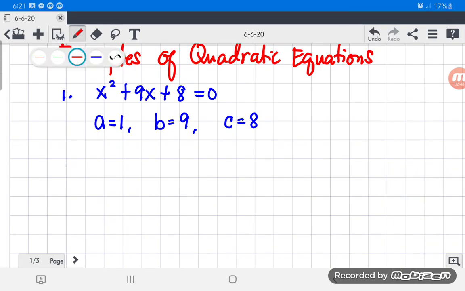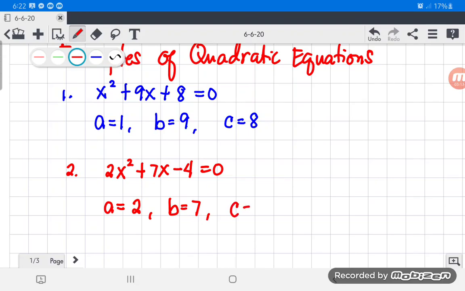Next, number 2. We have 2x squared plus 7x minus 4 equals 0. So the value of a here is 2, b is 7, and c is negative 4.